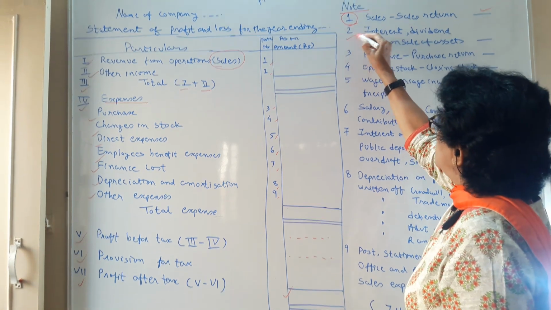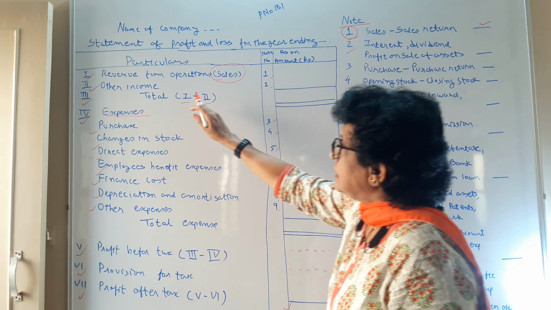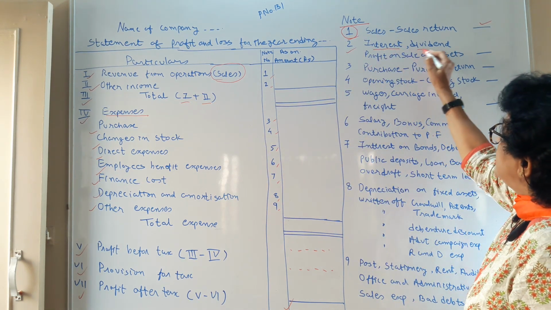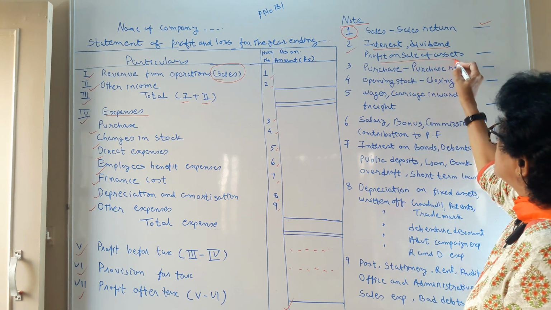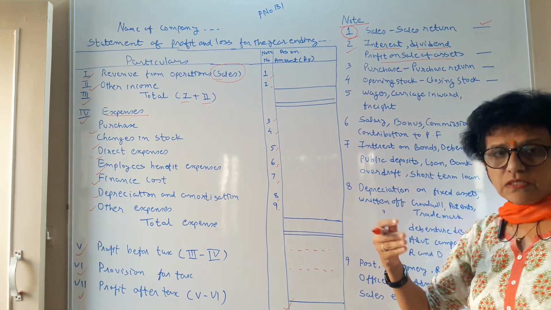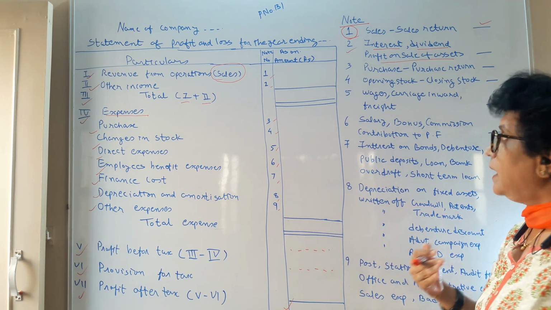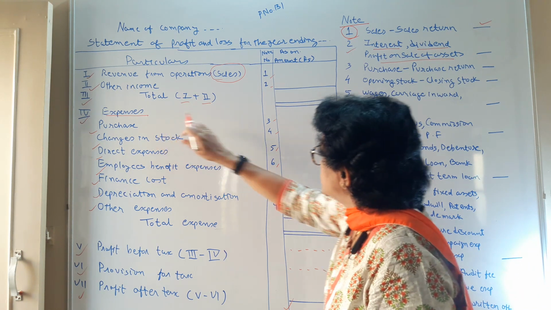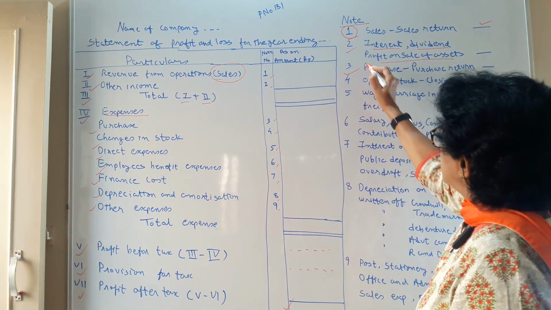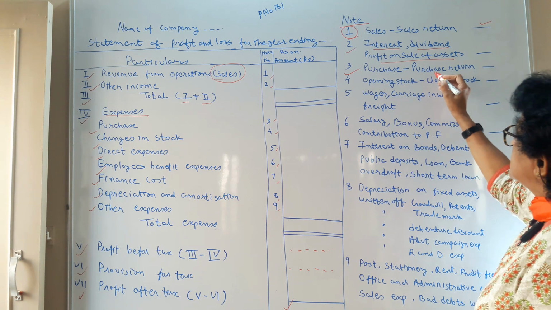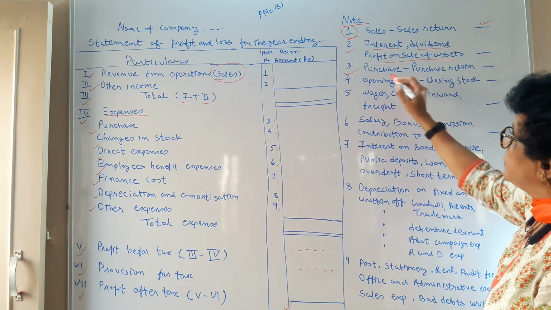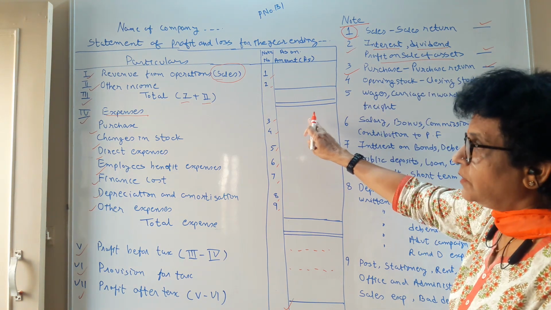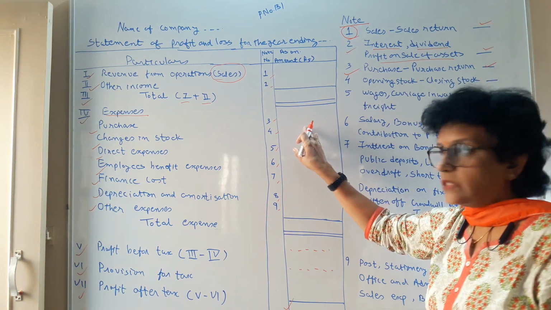In number 2, you have other income. What sort of other income may you have? You may have interest, you may have a dividend, you may have a profit on sale of an asset, or any such type of income the company may have incurred. In note number 3, the heading is purchase. How is the purchase to be considered? The total purchase minus purchase return. Whatever the figure, that is to be kept as a purchase, or you can say the goods consumed.